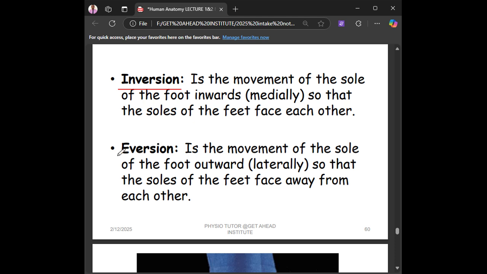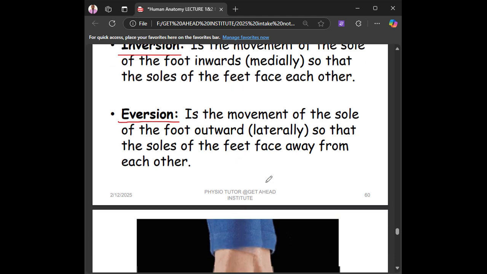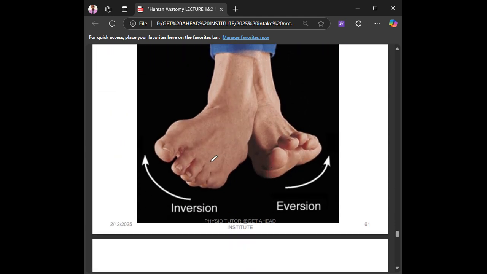Then we have what we call eversion. Eversion is the movement of the sole of the foot outward, that is laterally, so that the soles of the feet face away from each other. So this is what we are talking about. This is inversion, this is eversion.